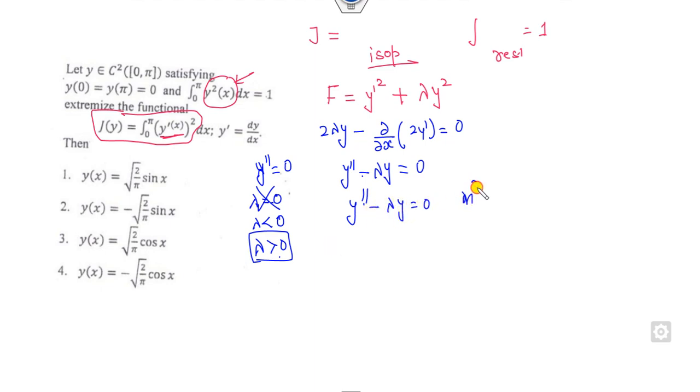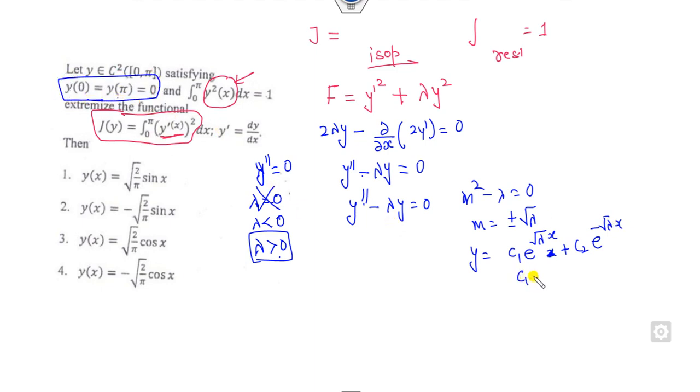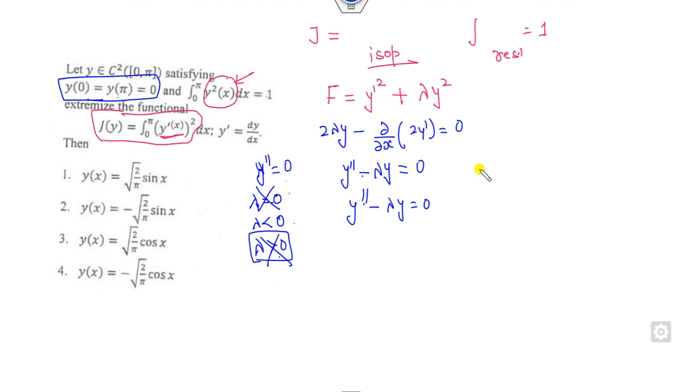What is the meaning of that? m square minus lambda is 0, m is plus minus root lambda. Again it will give you a trivial solution. These are my solutions, c1 e raised to the power of this plus c2 e raised to the power of this. By using the boundary conditions, you will get c1 is 0, c2 is 0. That is also not possible. Now the only case left is when lambda is less than 0.